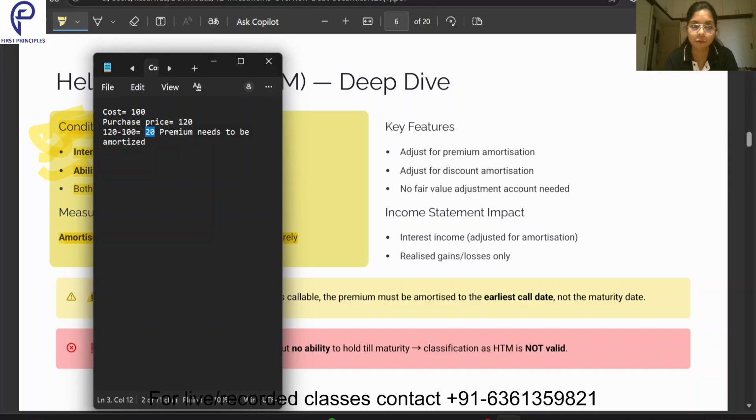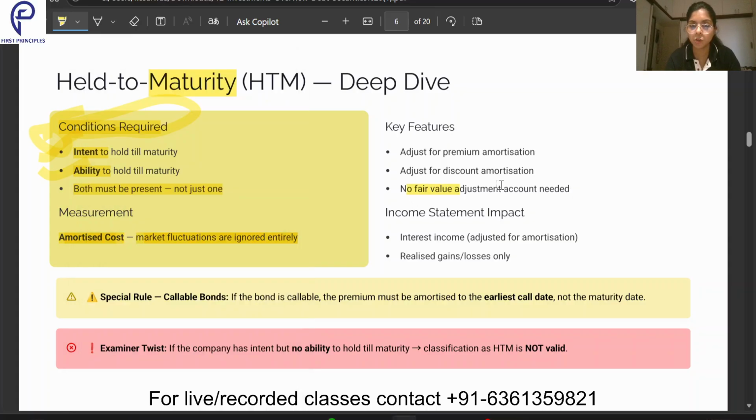Now if the case had been vice versa, if I had purchased this for 80 bucks, what will happen in that case? Whatever 20 is there, that 20 is the discount, which needs to be amortized. That is how we are adjusting it. So no fair value adjustment account is needed.